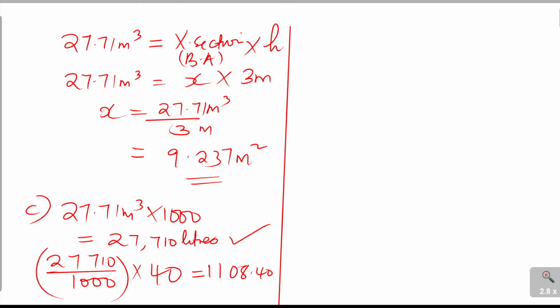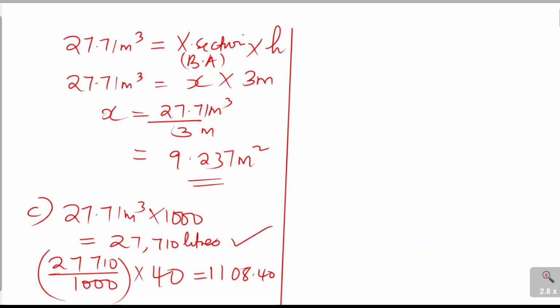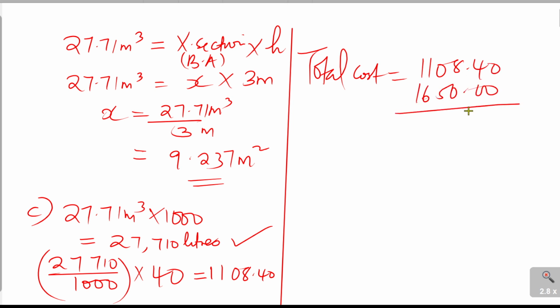And then on top of that, there's a fixed charge of 16.50. So now to get the total cost, you take 1,108.40 and then you add 16.50. So this will give 1,124.90. That is how you're supposed to solve that question.